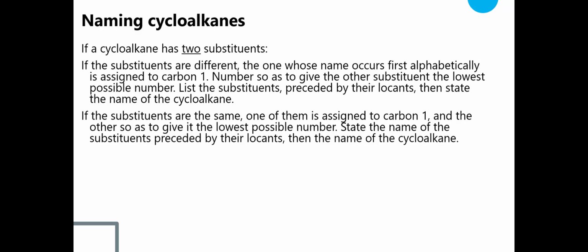If the substituents are the same, we assign one of them carbon number 1, and the other one we number so as to give it the lowest possible number. And then we say the name of the substituents preceded by their locants. And of course we have to use di in front of the name of the substituent in that case. So let's take a moment and name these compounds.